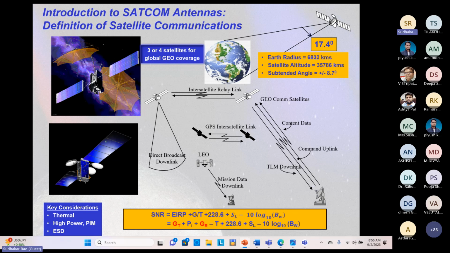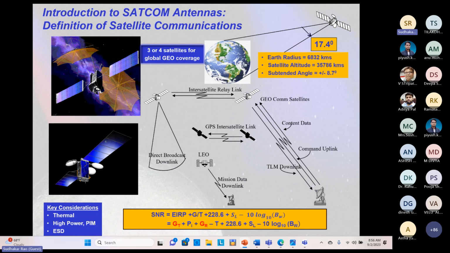And there are different altitudes. Most of them are at geostationary altitude, so that the satellite remains stationary and covers a particular region on the ground all the time. A typical geostationary orbit is about 36,000 kilometers above the Earth, and the Earth radius is about 6,800 kilometers. So you can see the angle you get is very small, plus minus 8.7 degrees. You can cover maybe part of the globe, because to cover the whole globe you need 3 satellites. If you're in the Pacific region, you cannot cover the Atlantic region. So you have to have 3 satellites as a minimum to provide global coverage.